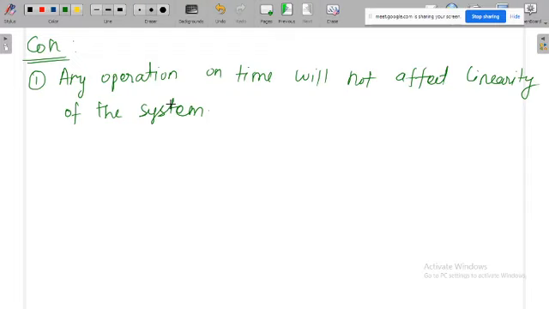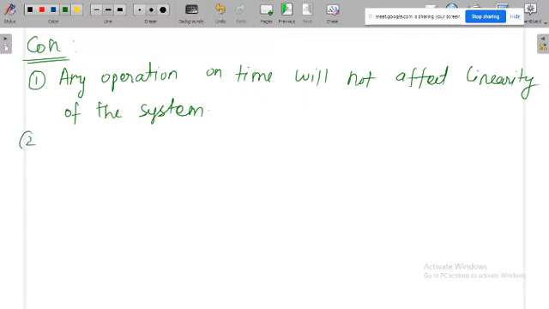That means, if already the system is linear, then it will be linear, or otherwise if some other operation is making the system non-linear, then the system is non-linear. Just because there is an operation on time, you cannot say directly that the system is linear. So that's why I am giving the statement like this: any operation on time will not affect the linearity of the system.